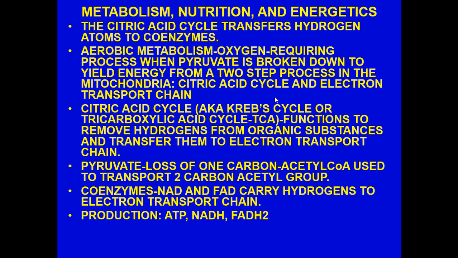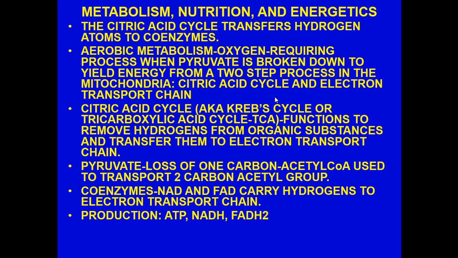Pyruvate is broken down to yield energy, and this is going to be a multi-step cyclic process. The TCA cycle, or the citric acid cycle, is the first part of that step. The second step is the electron transport chain, but all of this occurs in the mitochondria. So this brings us up to this important point. Why is it that we study the mitochondria? Because this is the actual powerhouse of the cell, producing lots and lots of ATP, so cells can do all sorts of functions, okay?